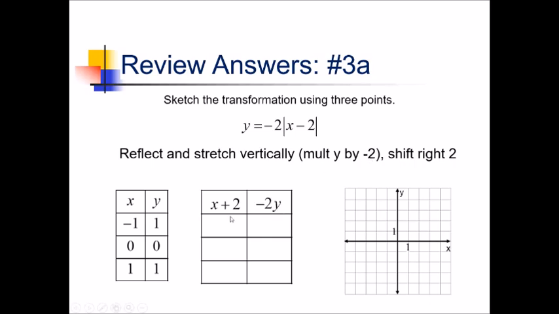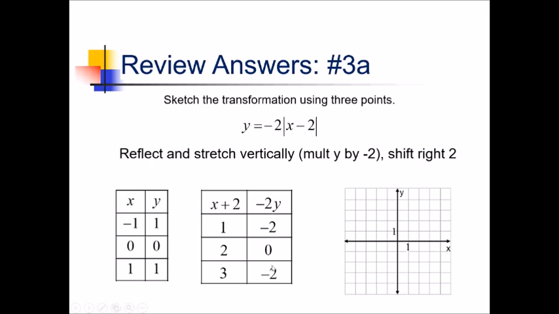Let me do the x's first. So we've got negative 1 plus 2 is 1, 0 plus 2 is 2, and 1 plus 2 is 3. For the y's, multiplying each of these y values by negative 2, I have 1 times negative 2 is negative 2. Then we have 0 and negative 2 again.